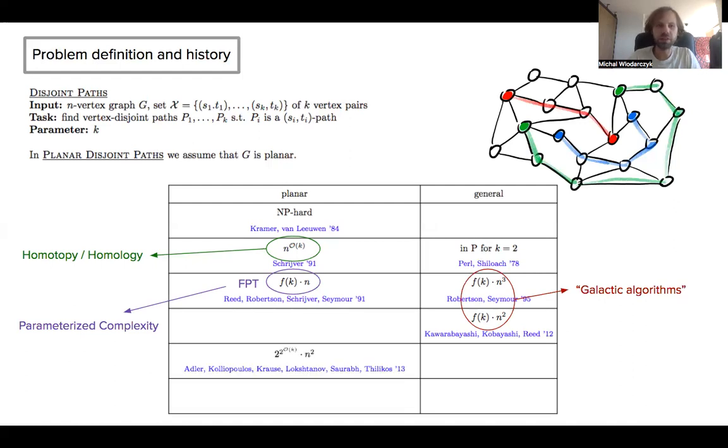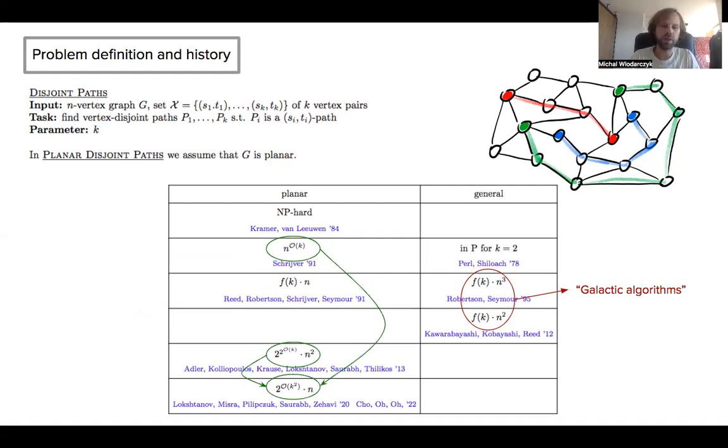The first reasonable parameter dependency was in this one, and yes, double exponential dependency is reasonable compared to what we got from the Graph Minors project. And in a recent breakthrough, we saw 2 to k square times n running time for planar disjoint paths. This algorithm was a clever combination of the ideas from two former algorithms. And this is the current state of the art.